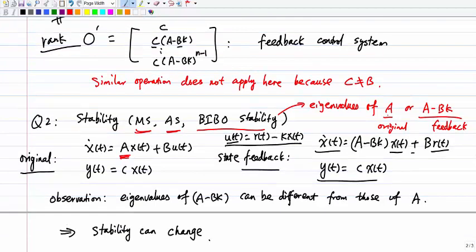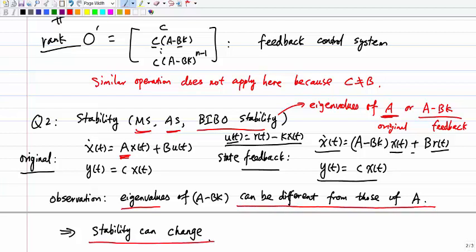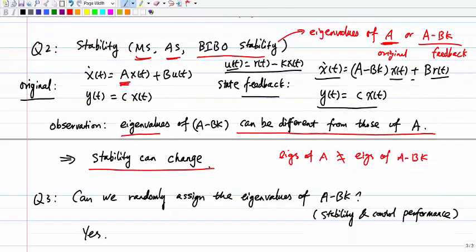Because if we introduce this BK, we definitely change this matrix from A to A minus BK. So our observation here is that the eigenvalues of A minus BK can be different from the eigenvalues of A. That's why the stability could change. Because if I do A minus something, my eigenvalue could be different, which means the eigenvalues of A can be completely different from those of A minus BK.